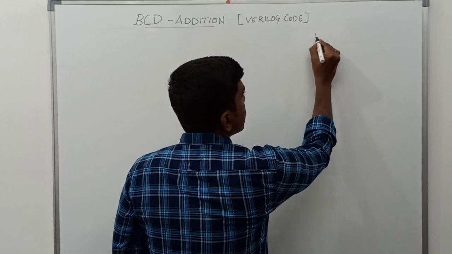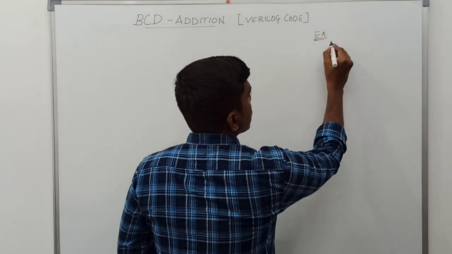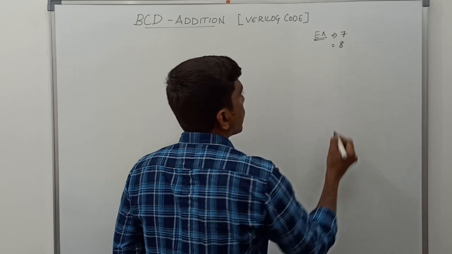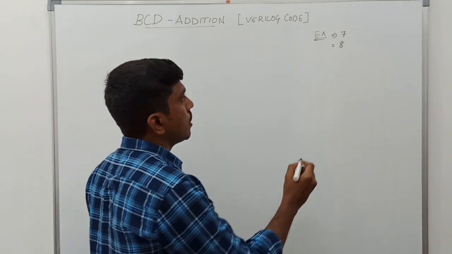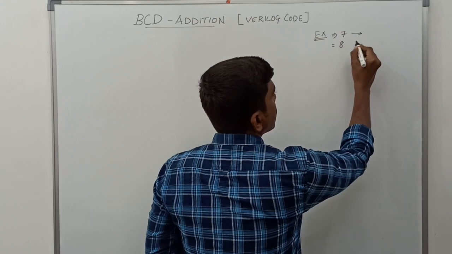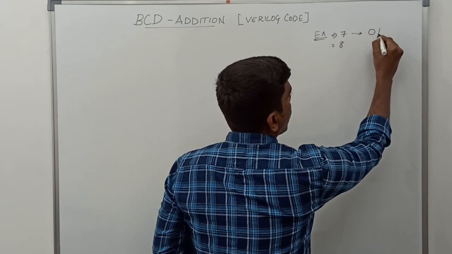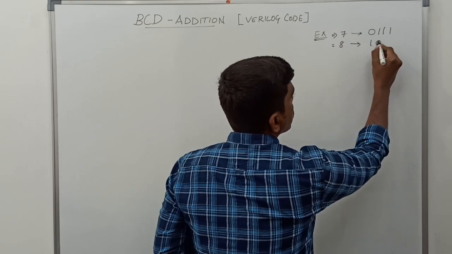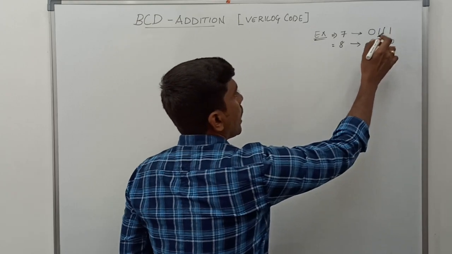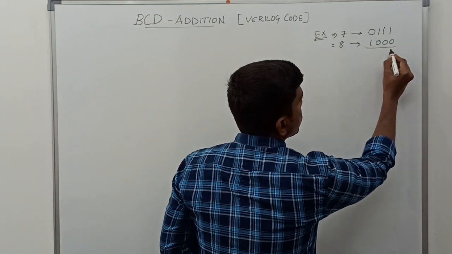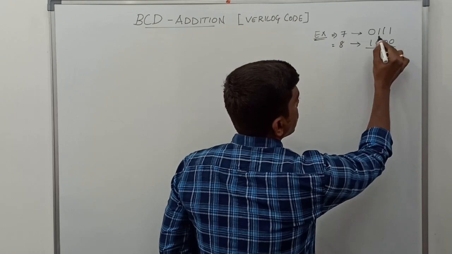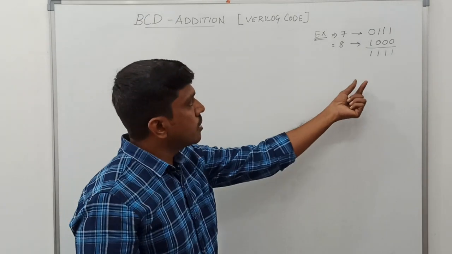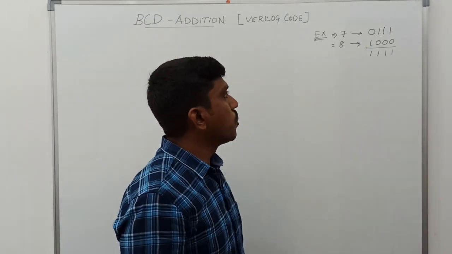For example, the first number is 7, the second number is 8. You just add these two numbers. First you convert them to binary: 7 is 0111, and 8 is 1000. Now add these two numbers: 1 plus 0 is 1, 1 plus 0 is 1, 1 plus 0 is 1, 0 plus 1 is 1. So finally you get the result with all bits 1.